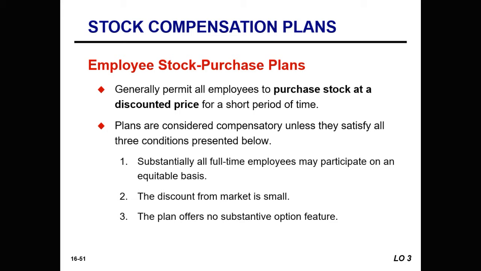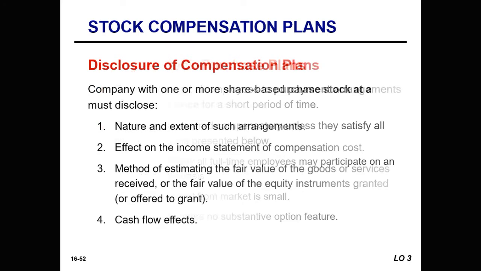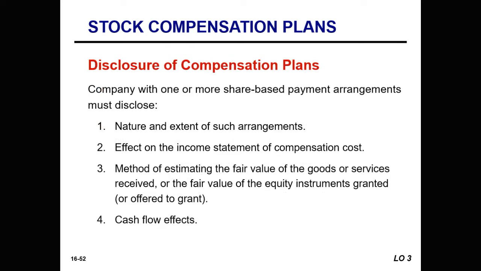When a company has any type of stock compensation plan, there are absolutely disclosures that have to be made. Companies with one or more share-based payment arrangements have to disclose the nature and the extent of the arrangements, the effect on the income statement of compensation costs, the method of estimating the fair value of goods or services received, or the fair value of the equity instruments granted or offered to grant, and what cash flow effects they have. Remember, there's one thing that we deal with much in accounting, and that is often significant disclosure, because these are things that may or may not impact the decision making of a stakeholder.